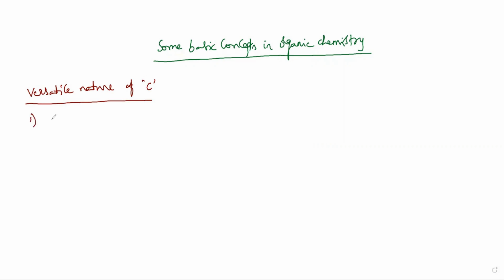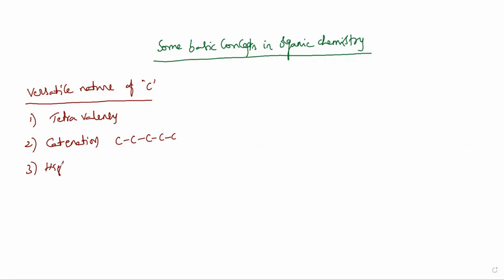That is because of the tetravalency of carbon, and catenation ability. Catenation means the ability to form long chains.